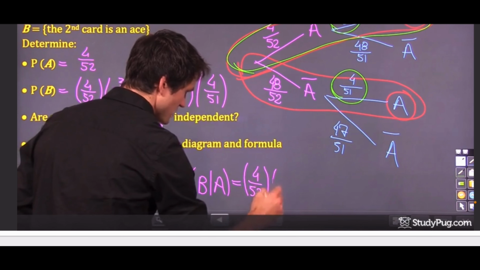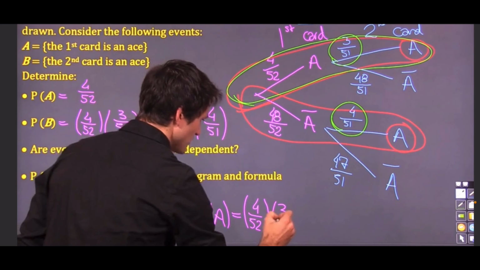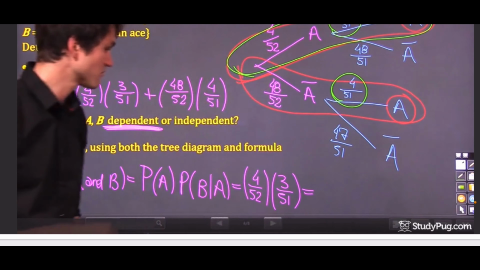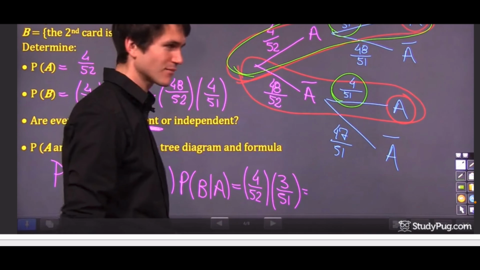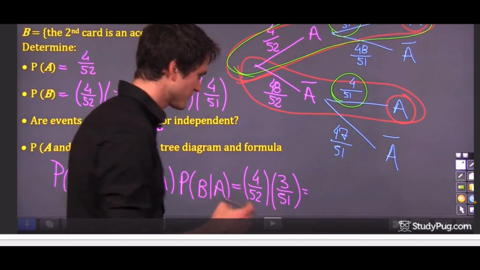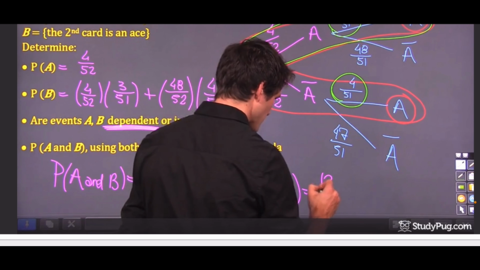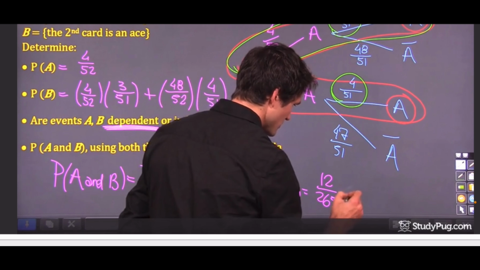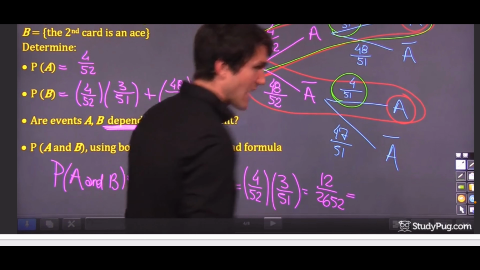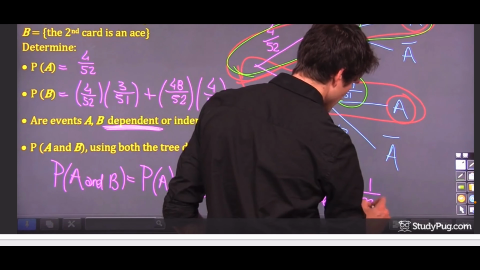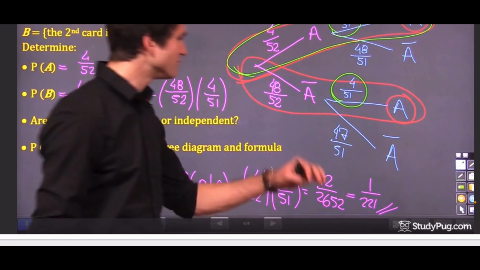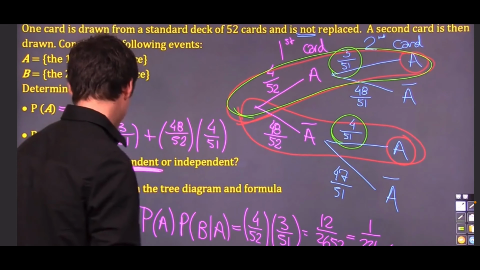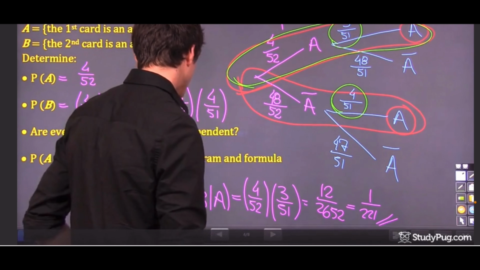And that is just 4 times 3 out of 51, which I don't even actually remember what the answer is. It's something quite big. Alright, so I'm quickly going to note that 4 times 3 is 12, and 52 times 51 is 2,652. And that just simplifies to 1 over 221. So, not a huge likelihood of getting both cards as aces, but small likeliness.